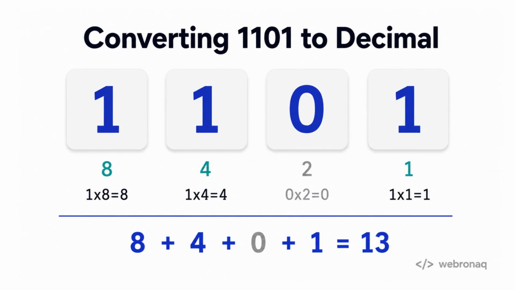Here's the interesting part. Let's convert 1101 in binary to decimal right now. We have 4 bits, so we assign place values right to left. Position 0 gets 1, position 1 gets 2, position 2 gets 4, position 3 gets 8. Now we multiply each bit by its place value.